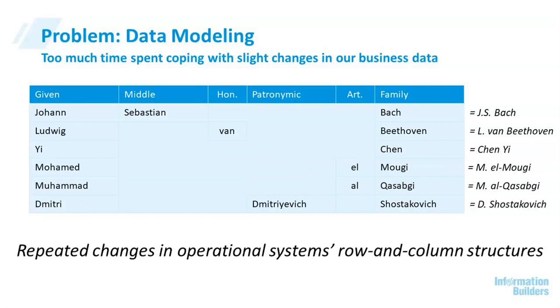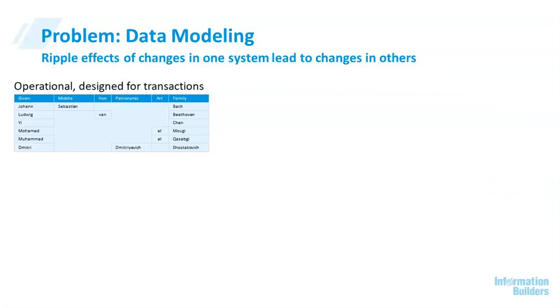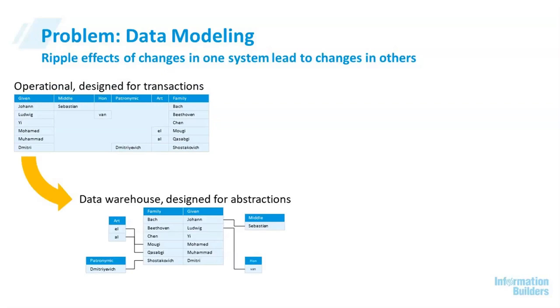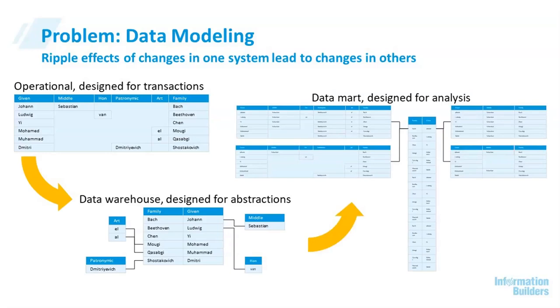These repeated changes in an operational system's row and column structure cause us to do things in an operational system that's designed for transactions that then have to be reflected downstream into things like your data warehouse. Data warehouses aren't designed for transactions, they're designed for abstractions. So all these things get exploded out into multiple tables and so on, and they get handled differently. And then when I want to do analytics, that actually gets put into a data mart that's designed for analysis, and that's managed in a completely different way using different structures like star schemas and so on.